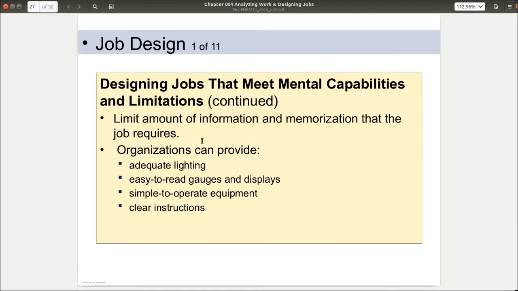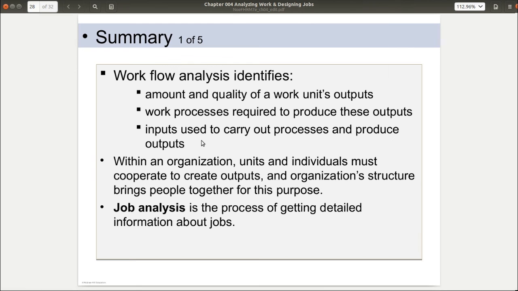We will need to make sure that we are limiting the amount of information and memorization that's necessary. When you start thinking about some of these air traffic controllers for the FAA, what they do is they split it out where you have this particular part of the sky and this other person has this particular part of the sky instead of a larger piece. They also make it, when it talks about adequate lighting with the FAA and air traffic controllers, it's kind of dark where they're working in their offices, because they're sitting there looking at screens all day long.